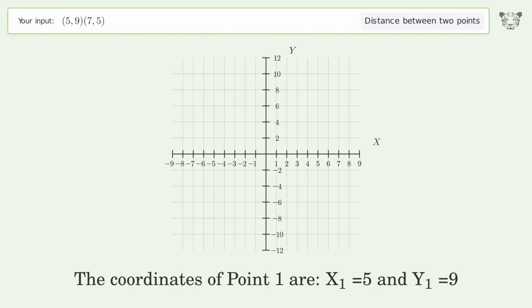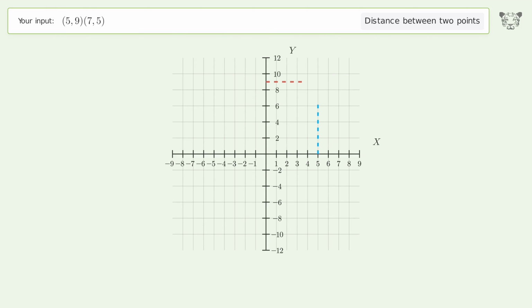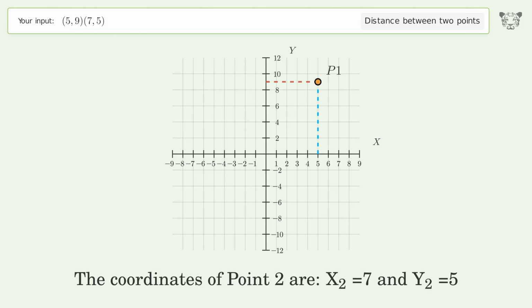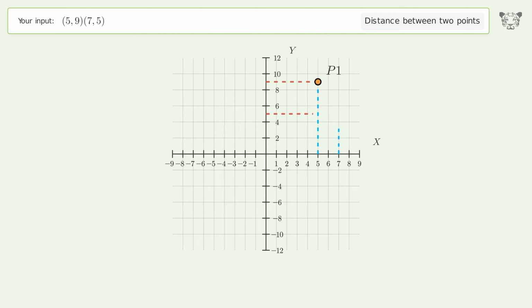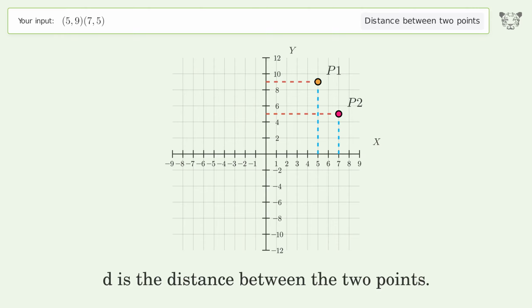The coordinates of point 1 are x1 equals 5 and y1 equals 9. The coordinates of point 2 are x2 equals 7 and y2 equals 5. D is the distance between the 2 points.